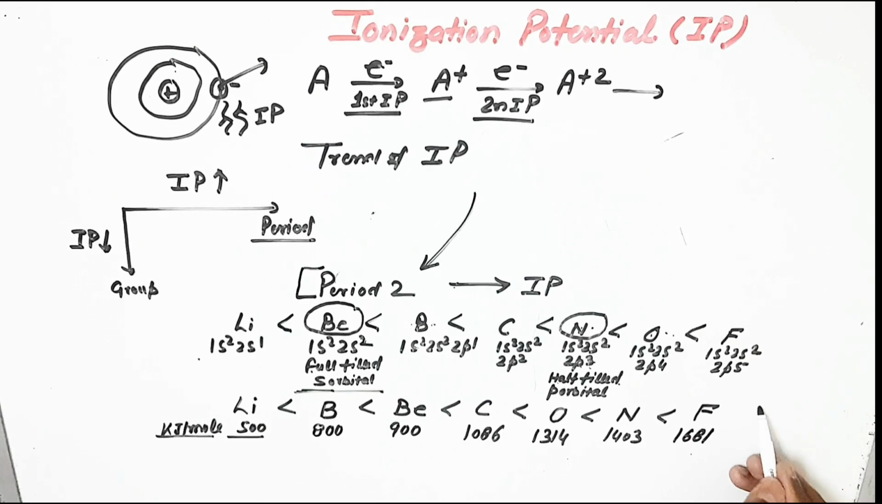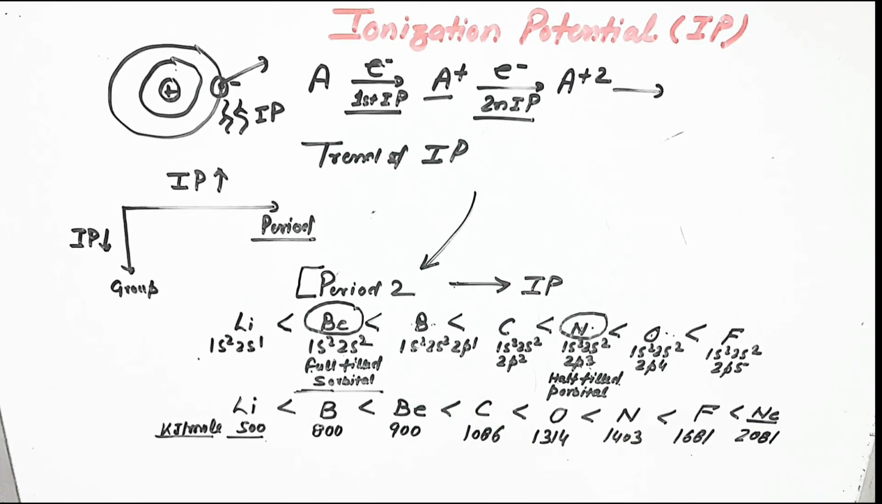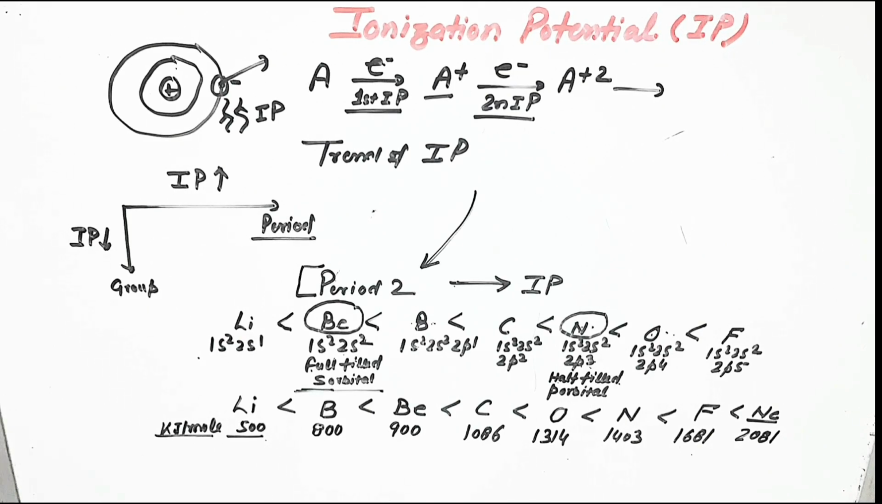And last member is neon. So this is a noble gas. Of course, complete octet is there. It must have the highest IP value and it is 2081. Since it is a noble gas, octet is completed, so half filled or fully filled does not matter. It must have the highest IP. Now the IP values are exactly matching what we have justified with fully filled s orbital and half filled p orbital. So this is the periodic trend of IP value across the period from left to right and down the group from top to bottom.